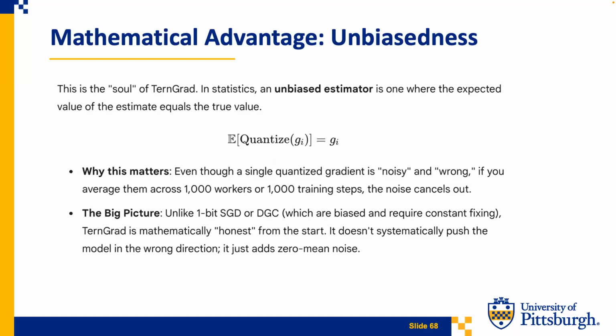Why does this matter? Even though a single quantized gradient is noisy or wrong, because it's very wrong, right? 1 becomes 9, that's very wrong. But if you're averaging them across 1,000 workers or over 1,000 training steps, and you add them together, the noise cancels out. The big picture: unlike 1-bit SGD or DGC, TernGrad is mathematically honest from the start. It doesn't push the model in the wrong direction. It just adds zero-mean noise. All these noises added together give the number that we're expecting.